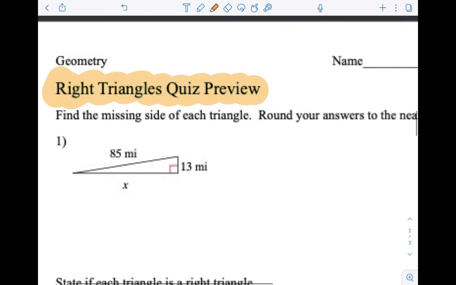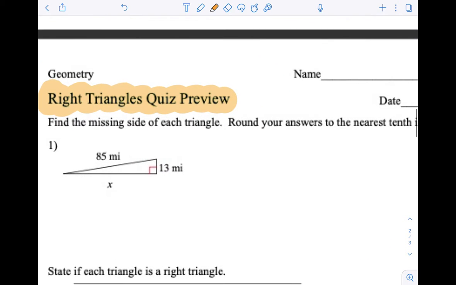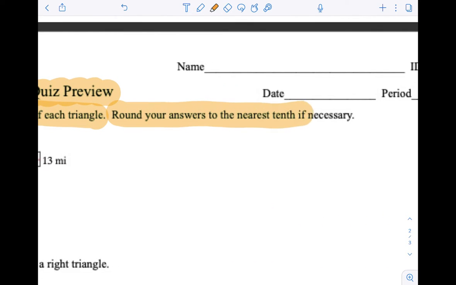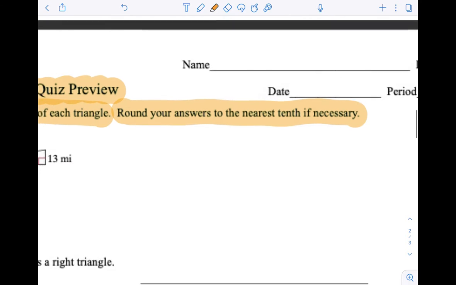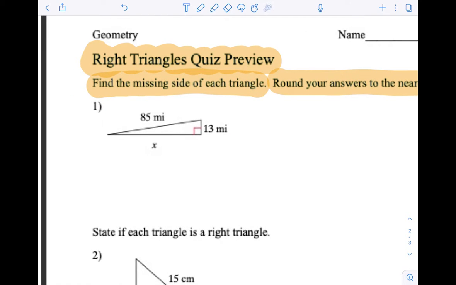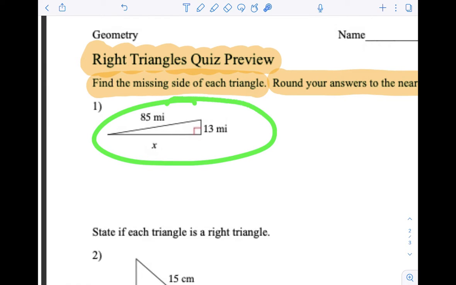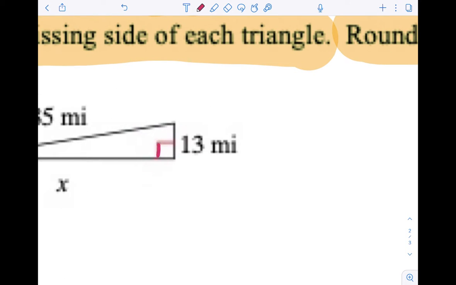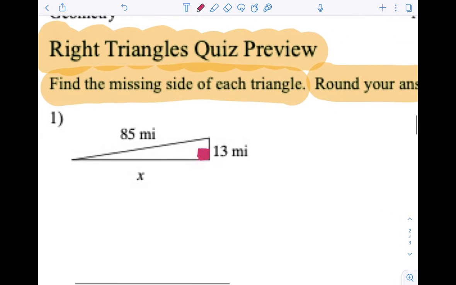So the instructions say we're going to find the missing side of each triangle. We're going to round your answers to the nearest tenth if necessary. Okay? So this first triangle is missing one side here. And it's a right triangle, and I know it's a right triangle because we have a right angle. Right? So when we're missing one side, we can use the Pythagorean theorem.